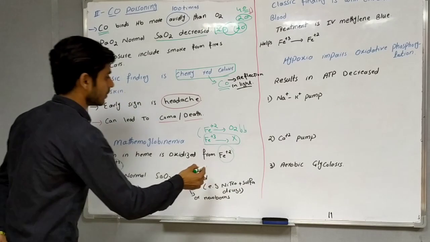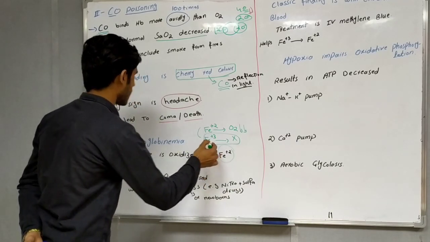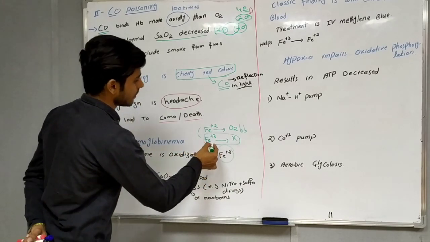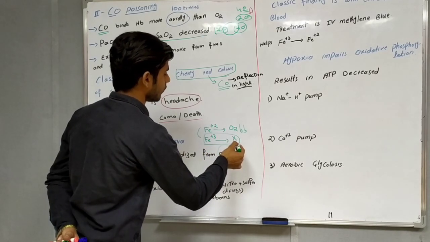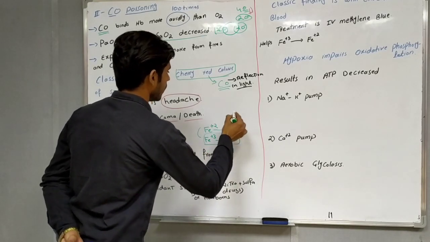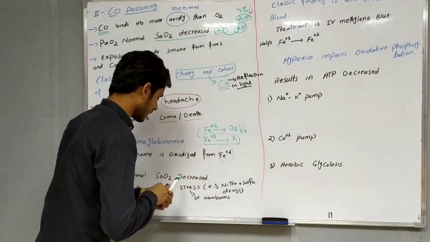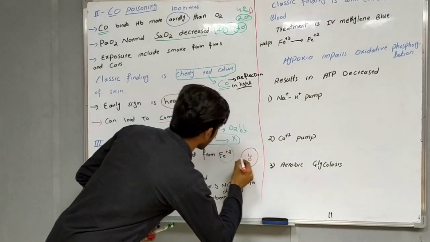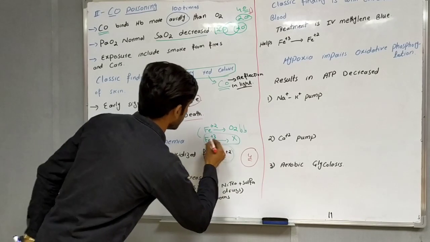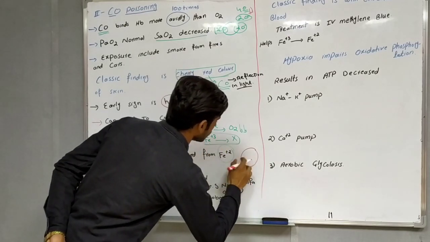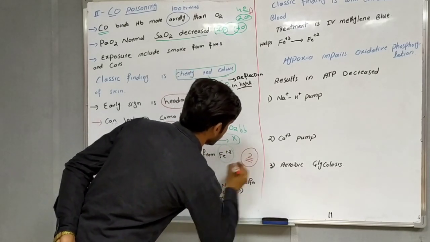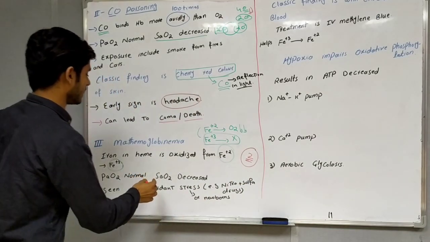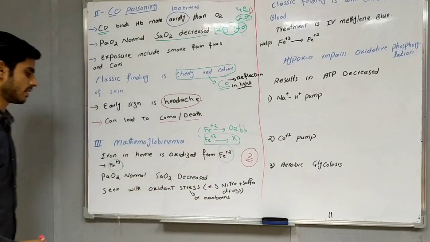Now there is Fe3+ iron in the hemoglobin, so it will not bind with oxygen. In the normal case it binds with 4 molecules of oxygen, but in this case Fe+2 has been changed to Fe+3, so fewer molecules will bind. Let's suppose that 2 will bind. Then it means that SaO2 has been decreased.